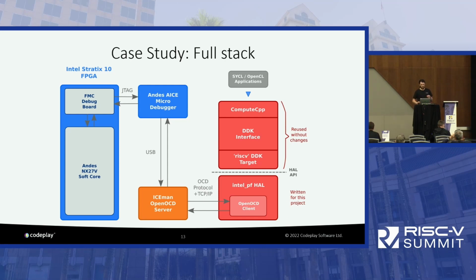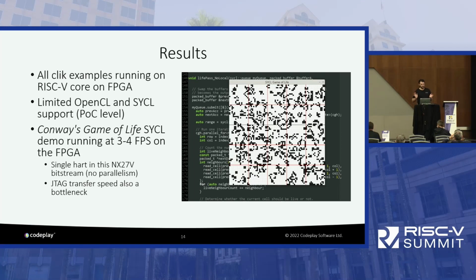And we can run some OpenCL samples. They all work in the FPGA. And we can run about proof of concept level SYCL and OpenCL. So what we have here in the picture is Conway's Game of Life. This is the largest application we managed to run on the Pathfinder FPGA because at the current iteration we have some memory limitations. So that was the largest program we could fit in.